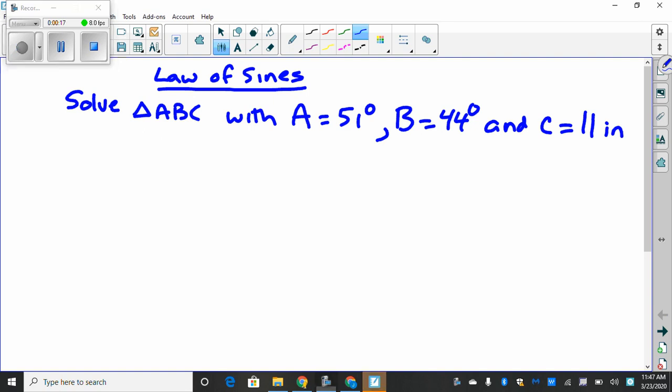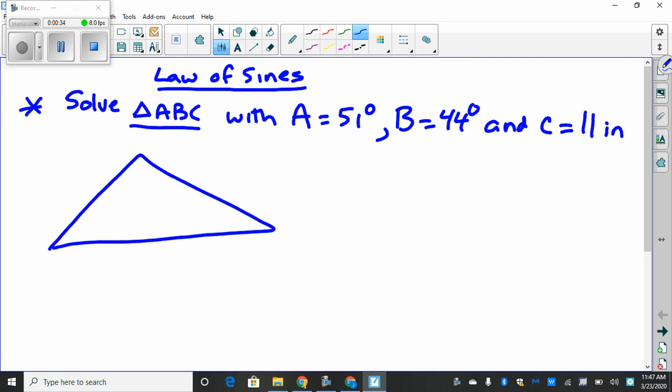So here's the problem. It says solve triangle ABC with A, B, and C as indicated. So the way you do it is you just go ahead and try to draw any old triangle. It really doesn't matter if it represents this information here or not. Just kind of draw a triangle. I just always kind of draw one that looks like that. Now these angles that I put in may or may not be reflective of what I drew, but we just are interested in where they are, not a perfect picture. So just put A here, B here, and C here.